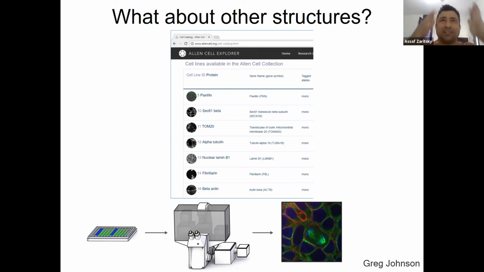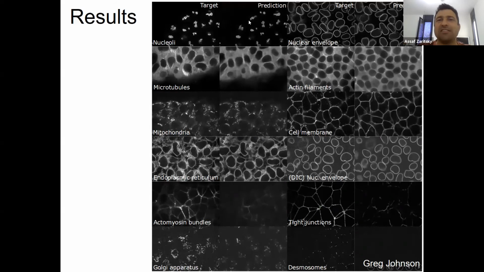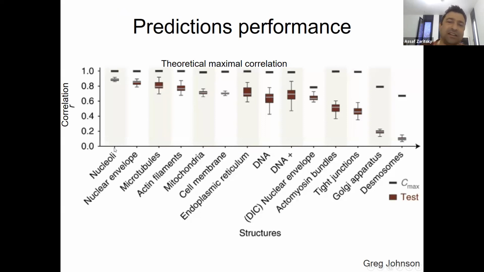Here, this is the target and this is the prediction. You can see that the results are relatively good, not always. Look at the tight junction, for example, almost at the bottom left. The ground truth on the left is nice, and on the right you get something much dimmer and less structured. And they could quantify that.